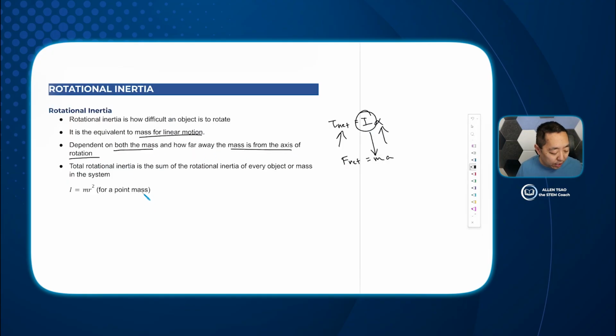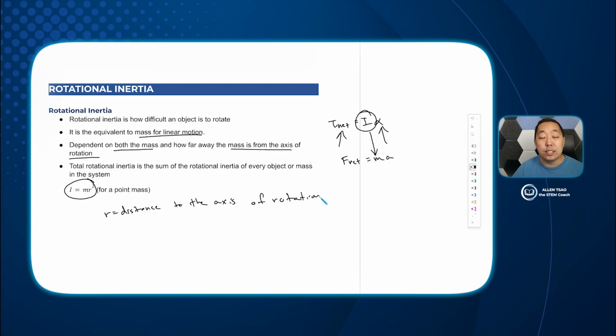Now, it's not necessary to derive this expression, which I did in my college physics class, but you don't have to. The definition for the rotational inertia is I equals mr², and this is for a point mass. If I have a single mass of an object and I want to rotate it, r is the distance to the axis of rotation, and m is the mass.